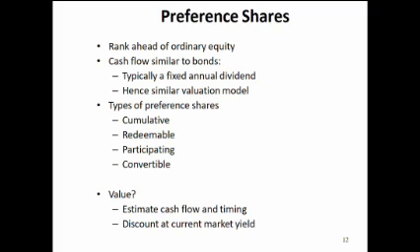So like I mentioned, we can value a preference share or any security by taking into account the estimated cash flow and the timing of that cash flow. And then we can discount these cash flows at the current market yield to determine the value. So just remember that. So this is the end of the first video of valuations. In the next video, we'll be looking at how to value ordinary equity using the PE multiples method.